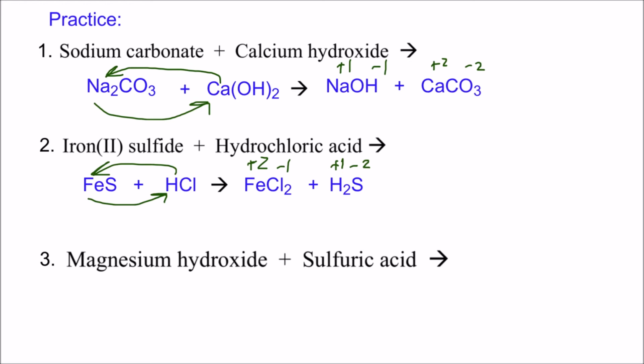Okay. Alright, I want you to try this last one all by yourself. Okay. I'm going to give you a hint here. We've got hydroxide, which I told you earlier means we have a base, and we have an acid here. So this is that special kind of double displacement reaction where you have an acid plus a base. Okay.